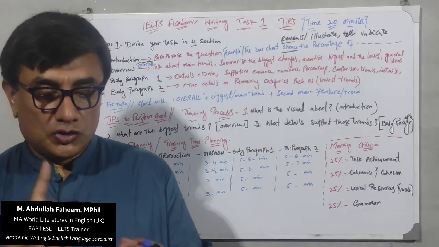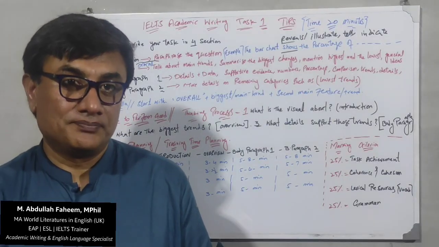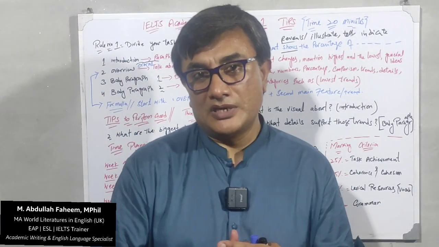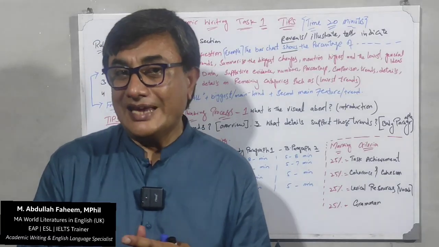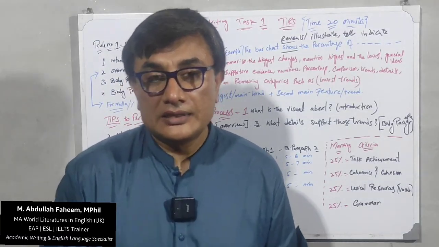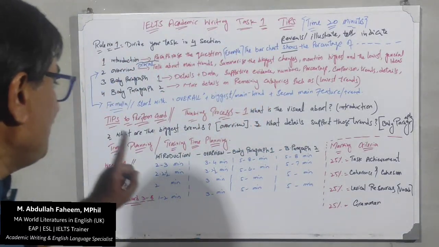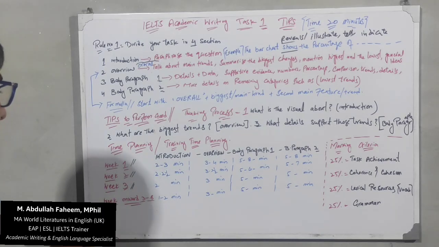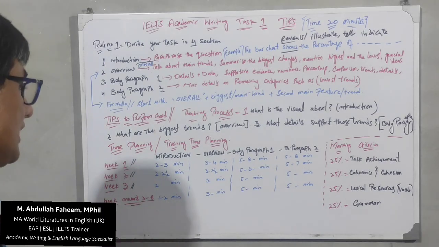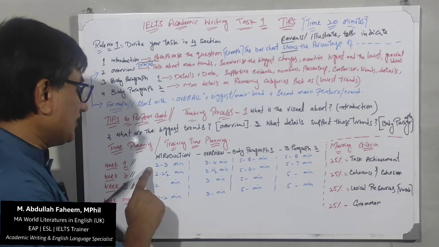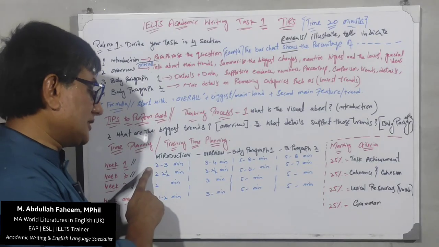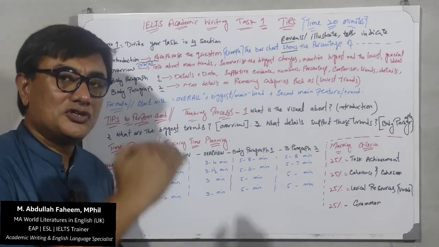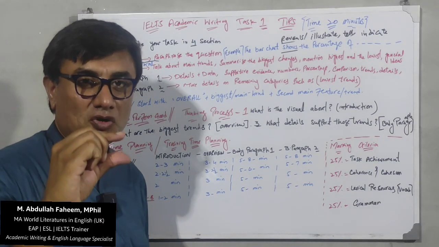When you are training in your home or in your institution, divide your time frame. If you plan to prepare in 8 weeks, in 2 months, then you start this: week 1, week 2, week 3, and onward weeks from 3 to 8. Introduction, in the first week you need to spend 2 to 3 minutes. Then in the second week you need to reduce the time because introduction is the smallest section.